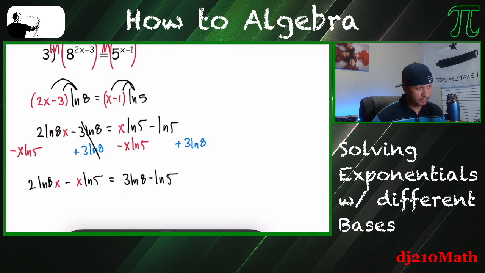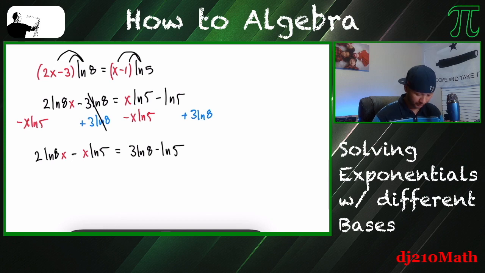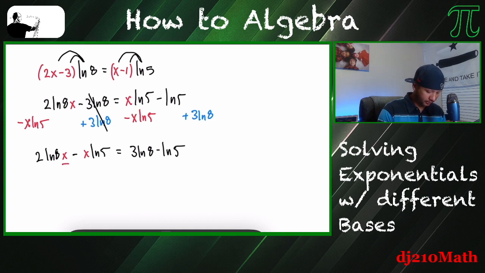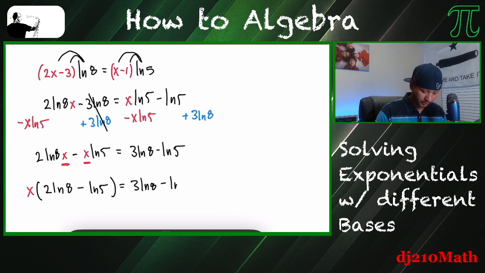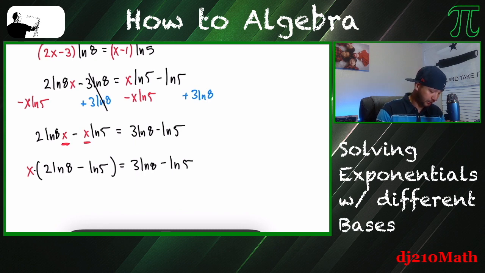Okay, I'm going to factor out an x, because that's the thing common on the left. So an x is going to get factored out, and the left behind part is 2 ln 8 minus ln 5. This is equal to 3 ln 8 minus ln 5. Okay, we got to isolate x, right? So we got to get comfortable dividing by things that look ugly.